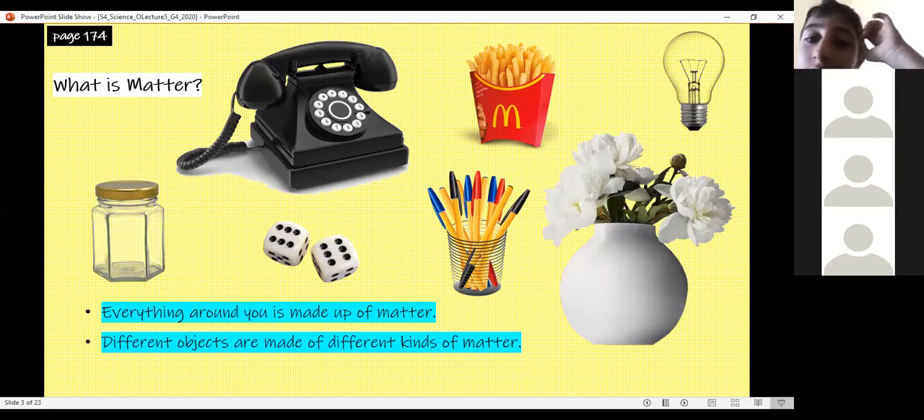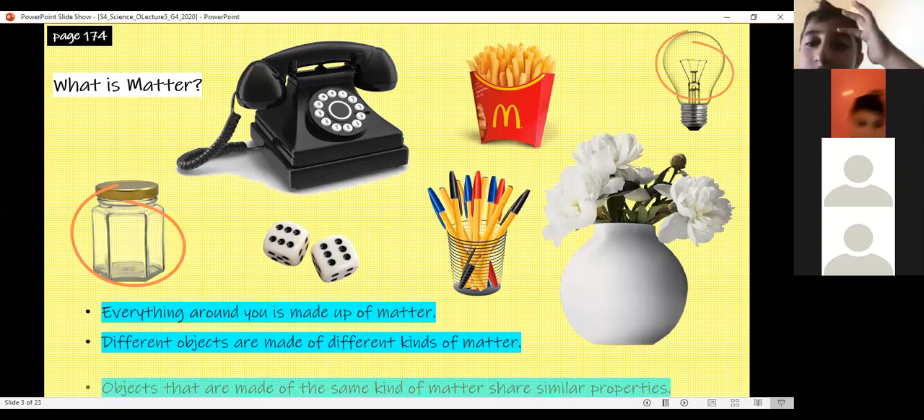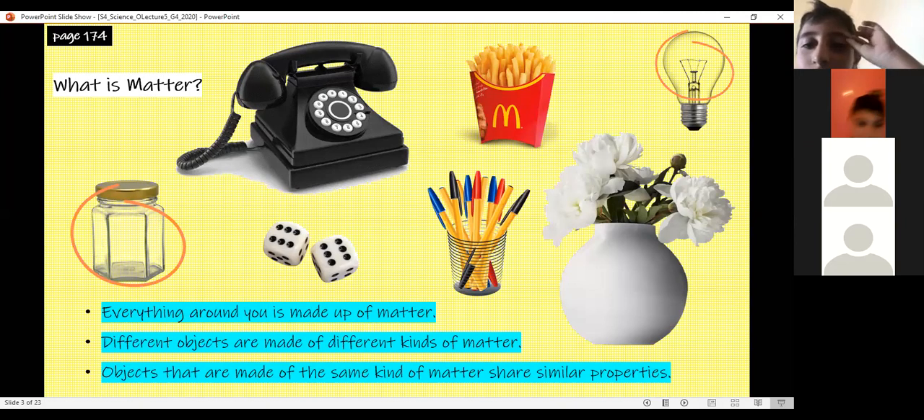That's right. Matter is everything that has a mass and takes a space, so has a volume. And as I said, objects made of matter have different properties like mass and volume. And objects that are made of the same kind of matter share similar properties.